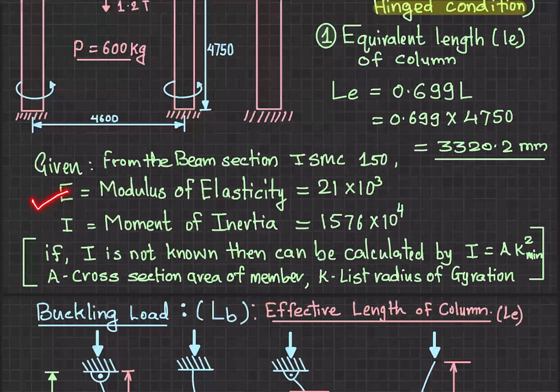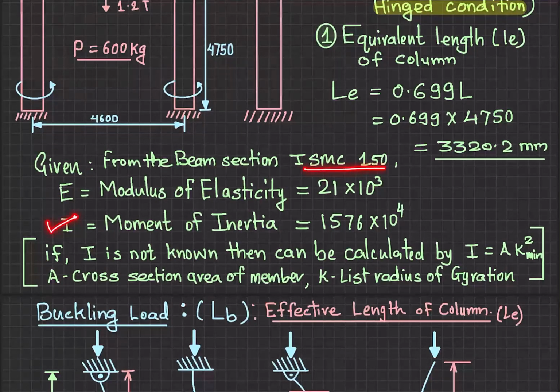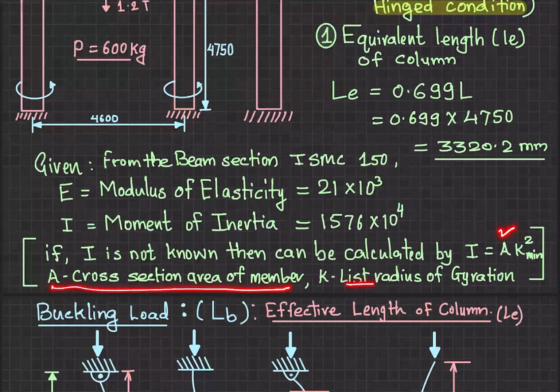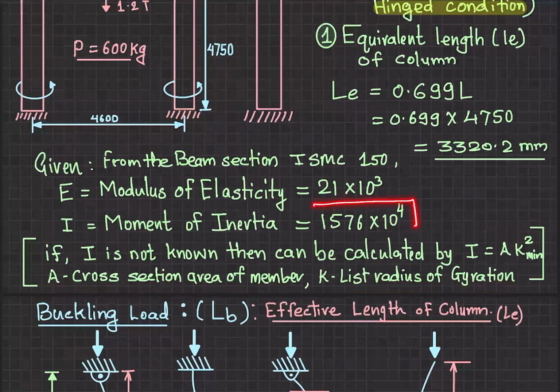is 21 into 10 raised to 3, and moment of inertia of this column, or you can say ISMC 150, is 1576 into 10 raised to 4. If I is not known, then it can be calculated by I equals A into K square minimum, where A is the cross-section area of the member and K is the least radius of gyration. So from there we can find out the value of I.